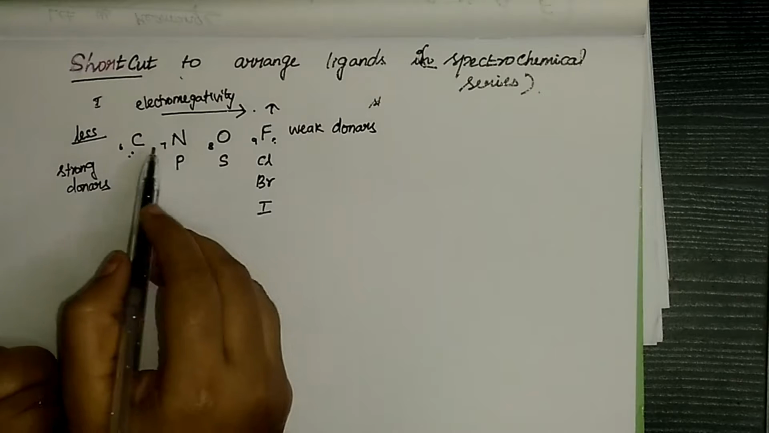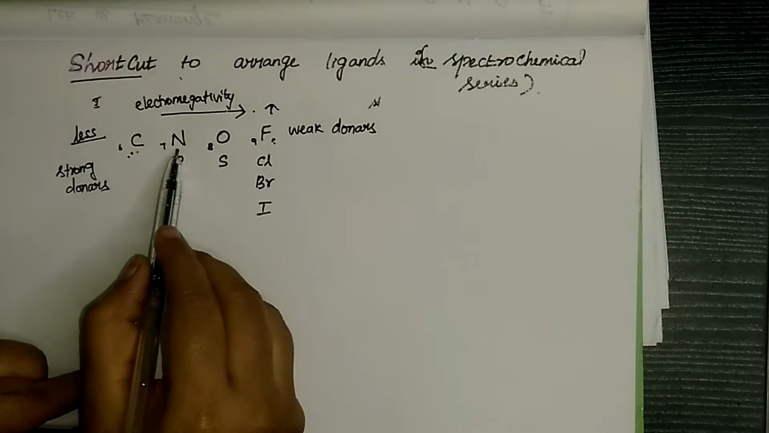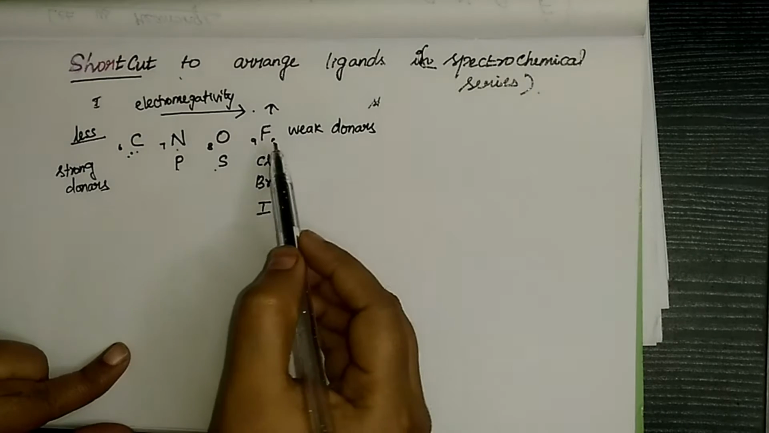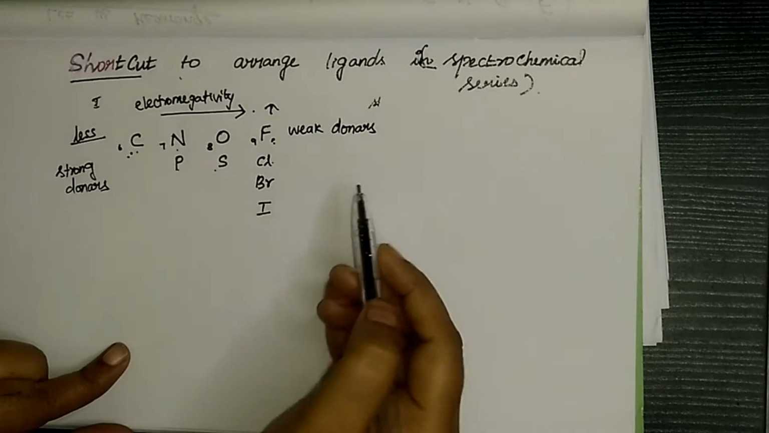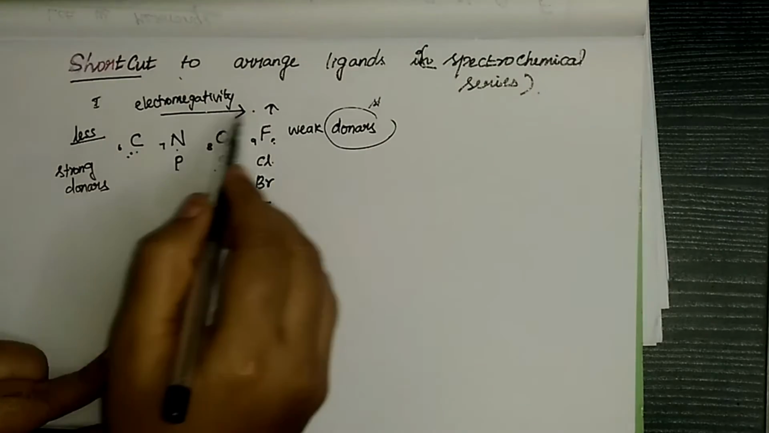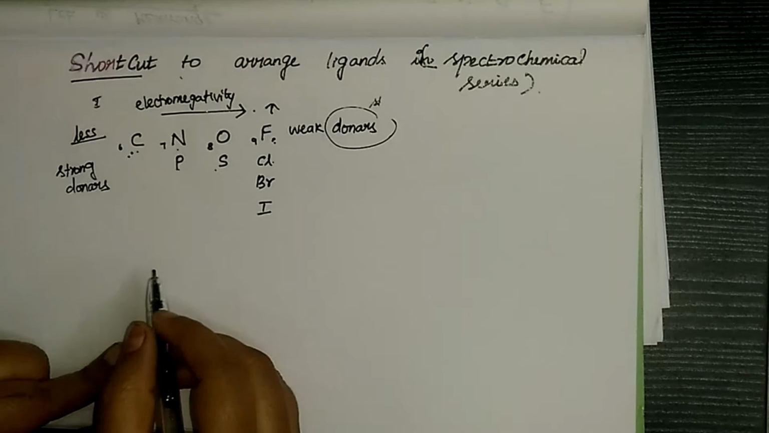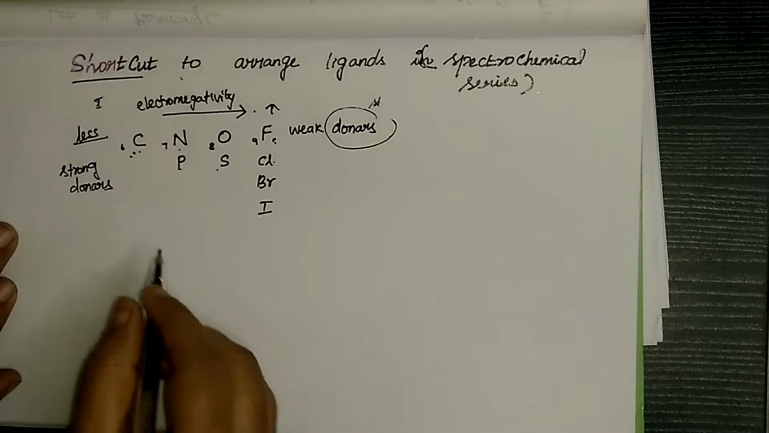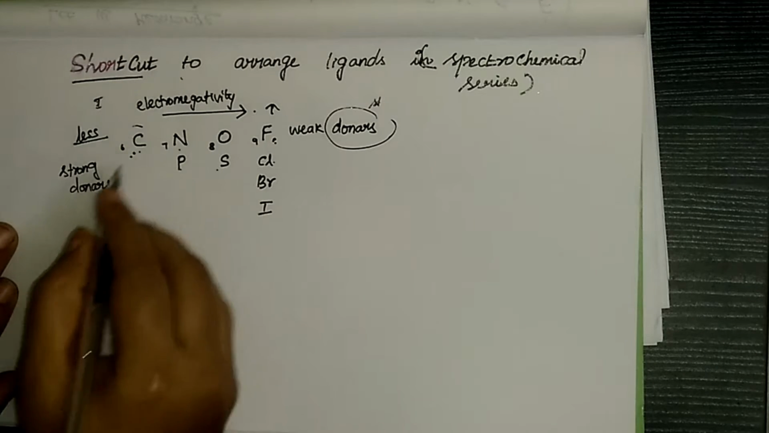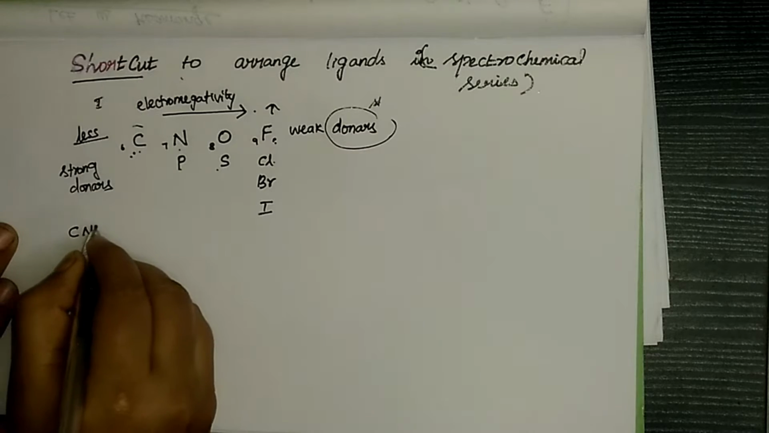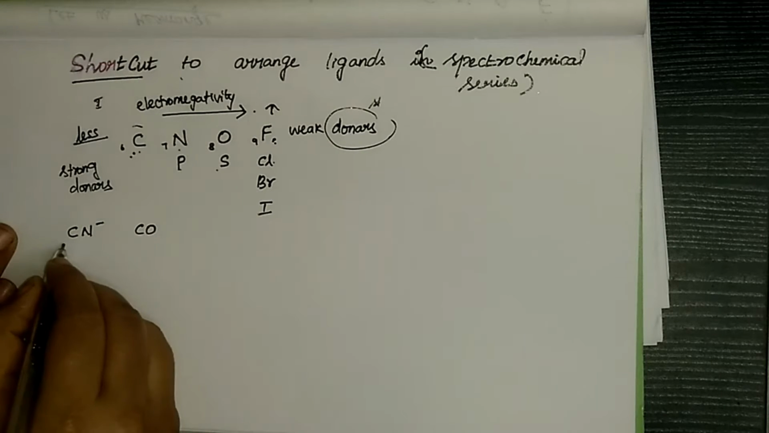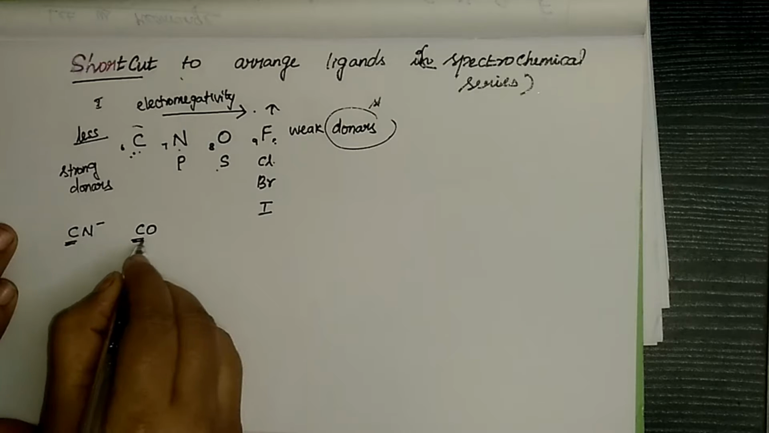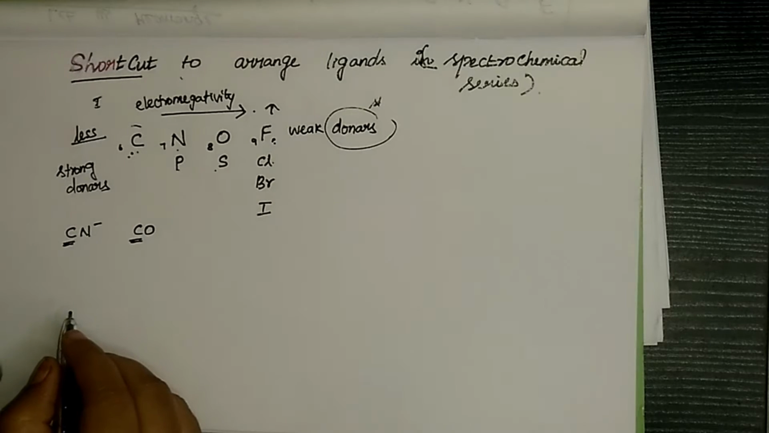This is when you have carbon, nitrogen, oxygen, phosphorus, sulfur, fluorine, chlorine, bromine, iodine as donors. Maximum of the donors will be in this only. Now, you have a question, right? If you have two donors with carbon, CN minus and CO, here both are carbon donors. Then which will be the stronger?